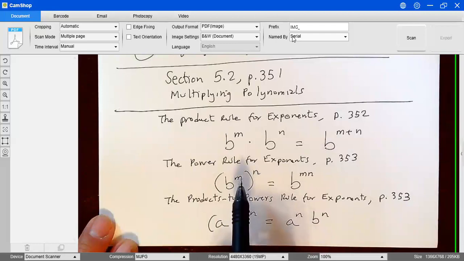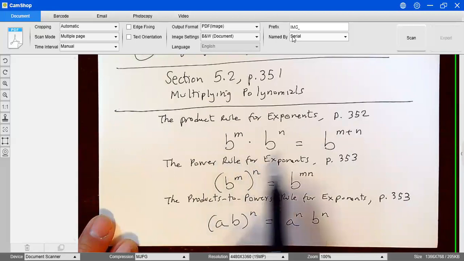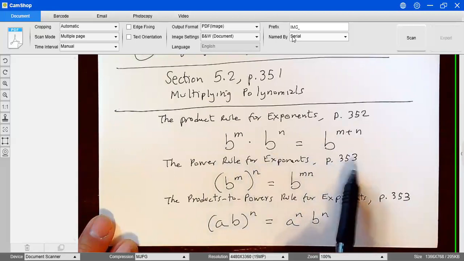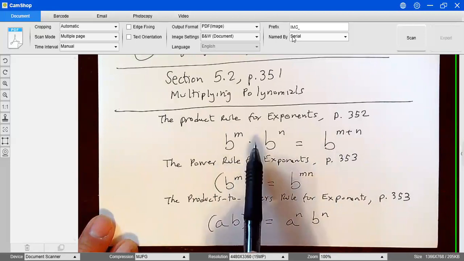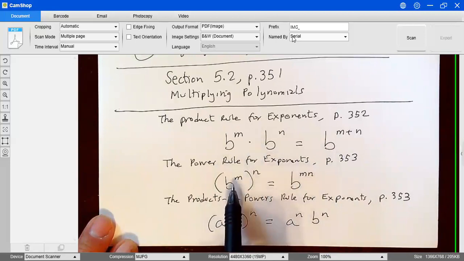Then there is another one, the power rule for exponents, that's described on page 353. This is the case when you have a power of a variable, like for example b to the m, and you are raising that power to another power. This is a power of a power. So this is different from the case before.